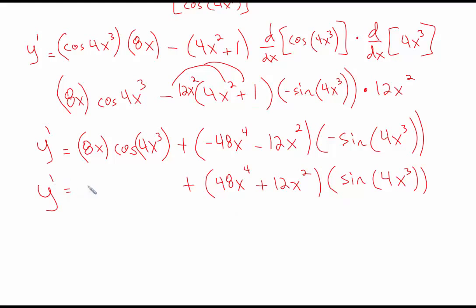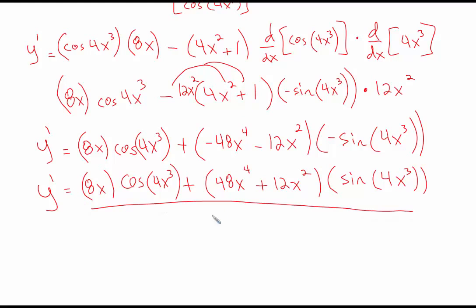So we have y prime is equal to 8x times cosine of 4x to the third. Alright, plus this right here. You could distribute the sign if you want, it's really up to you, you don't have to. All over, remember our low function squared, which was cosine of 4x to the third squared. So here's our derivative right here. Okay?